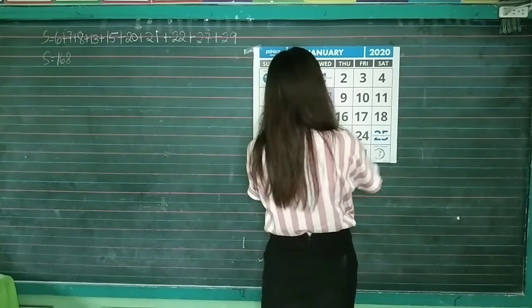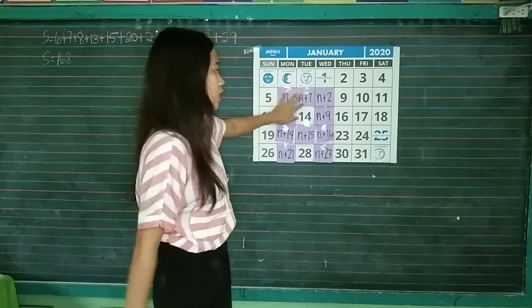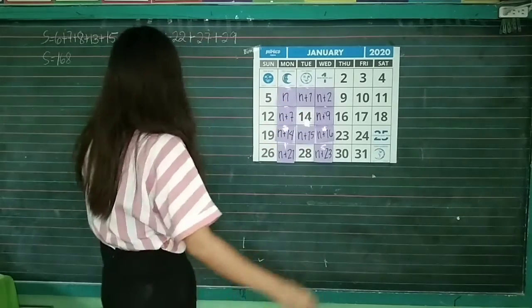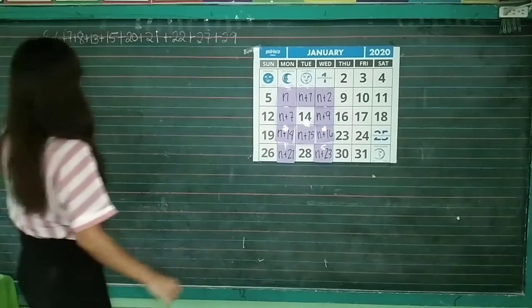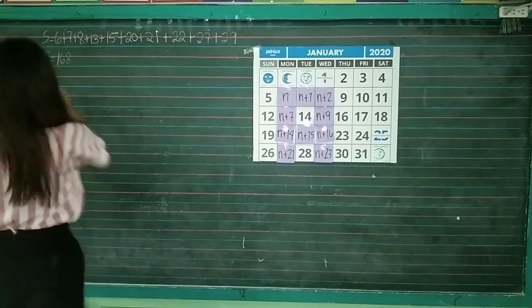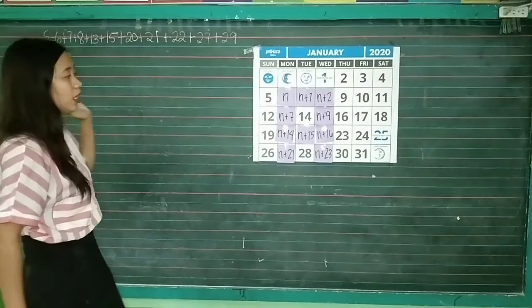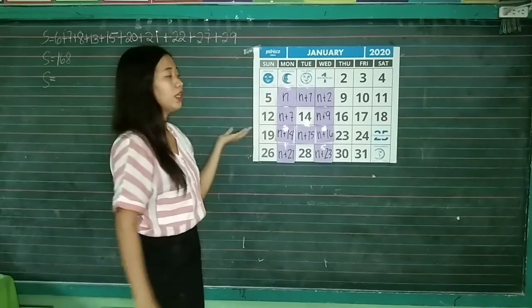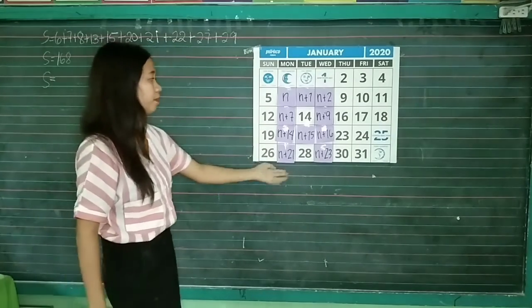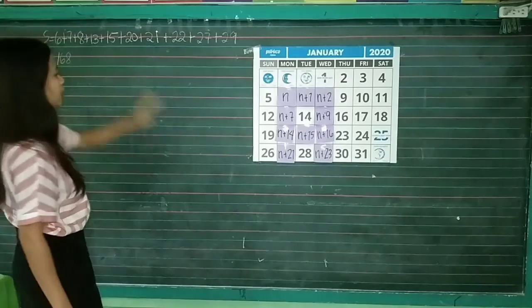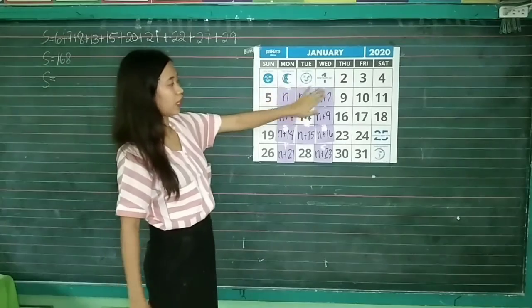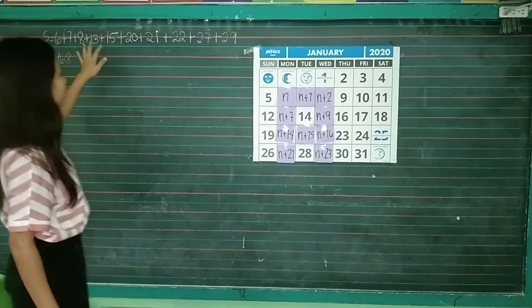23. We have n plus 23. So, isusulat lang natin siya ng ganitong form. So, we have S is equal to, para makuha natin yung general formula natin for A shape, isusulat lang natin itong mga ito ng ganitong form.